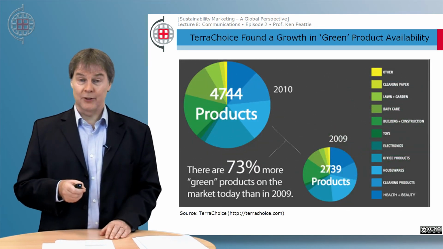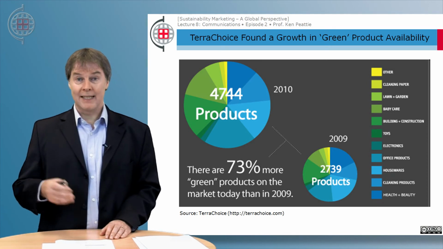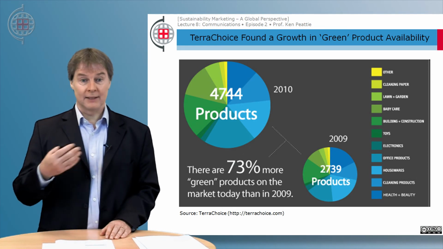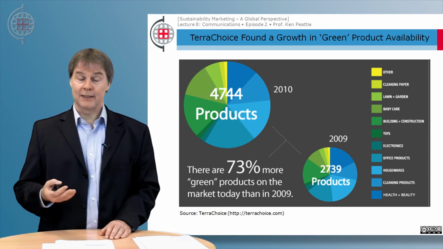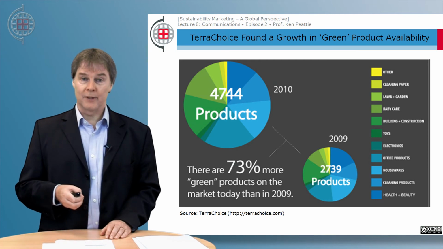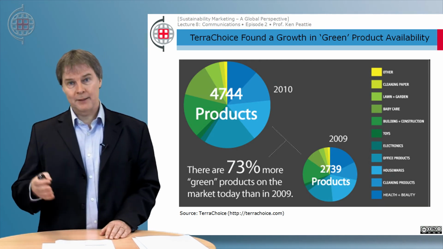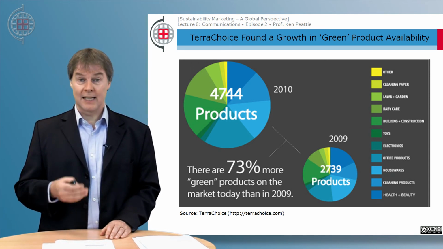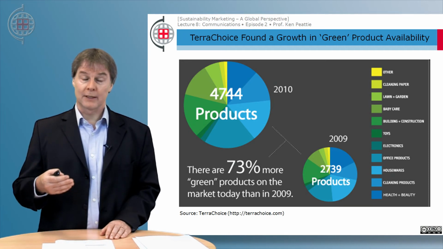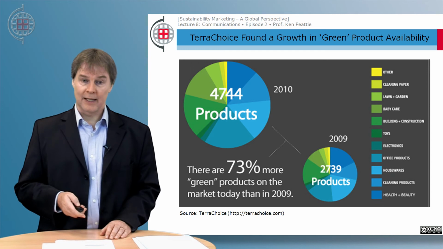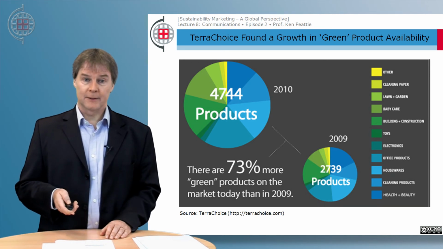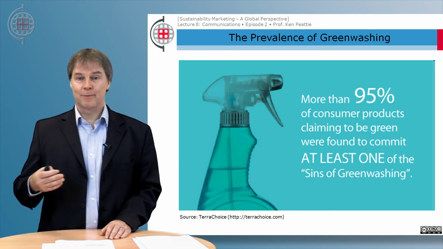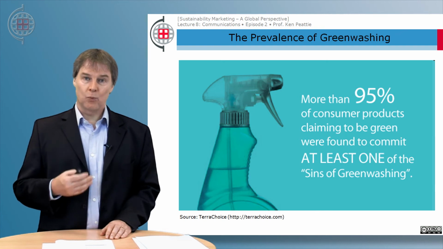One of the things that TerraChoice did find was that the number of products making green claims was actually growing. This has gone up and down over the years. So in the late 1980s, for example, there was a surge in availability of products that were claiming some form of green attribute. That declined a bit in the early 1990s, but has since risen again. And they found between 2009 and 2010, a great deal more products on the shelves making some form of claim to sustainability attributes. They did, however, find that amongst those products, 95% had committed at least one of those sins.